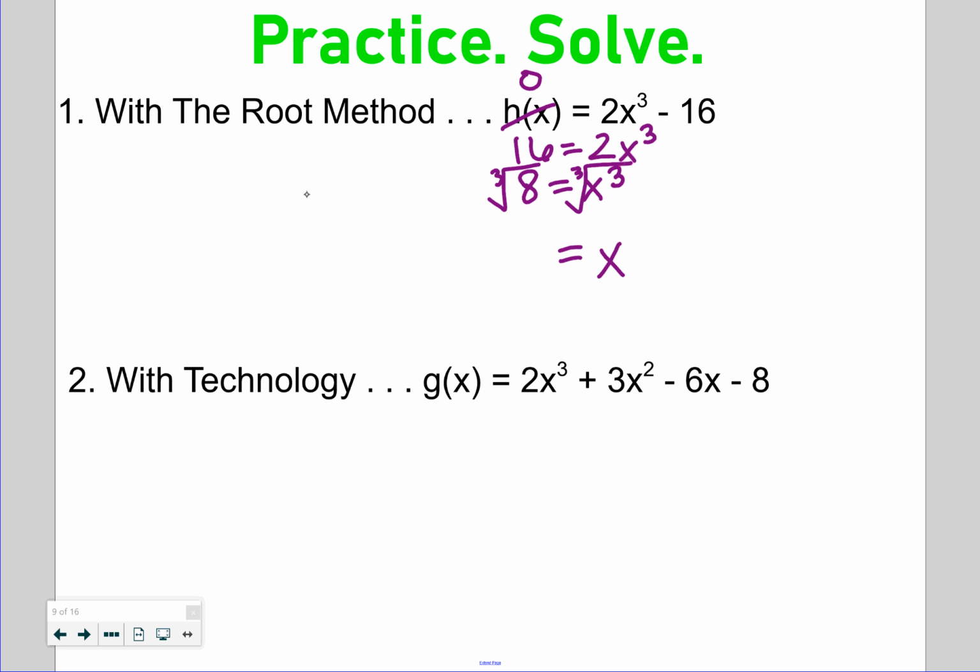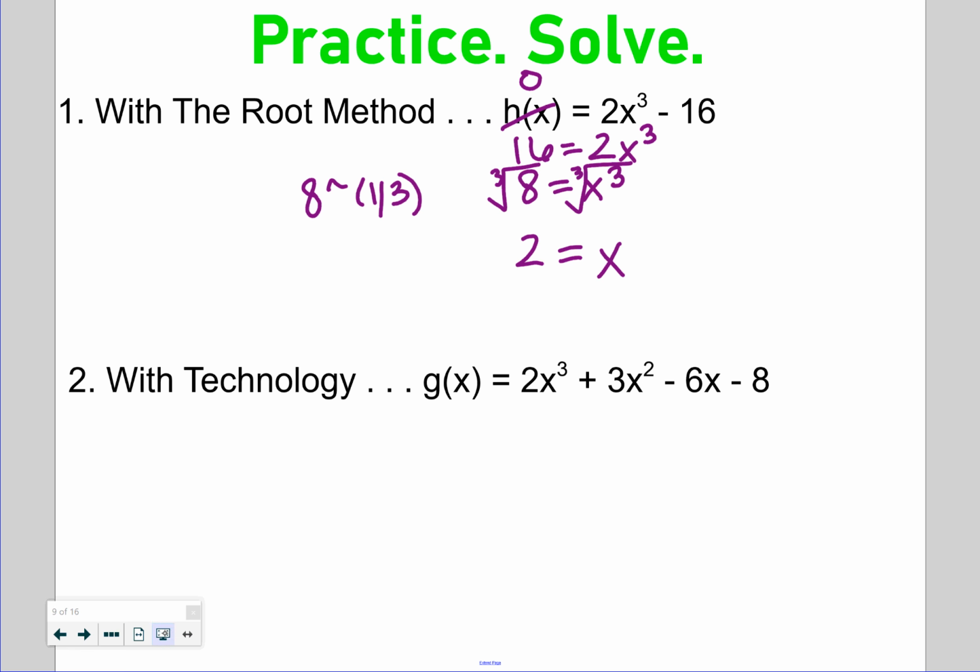Cube root of 8, that's a perfect cube, but you can type it in your calculator, 8 to the 1/3 power, or use the cube root function under math, and it's going to give you 2. You do not put a plus or minus in front of this answer because it is an odd root. Only even roots do we include a plus and minus, so your only solution is 2.